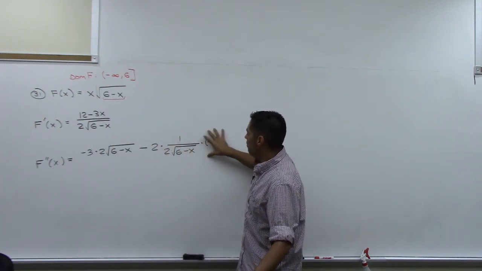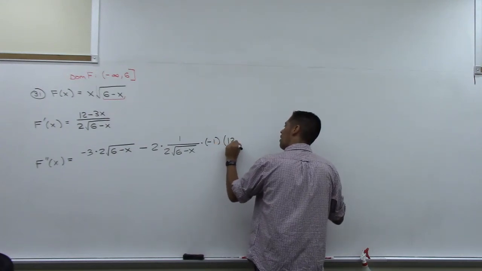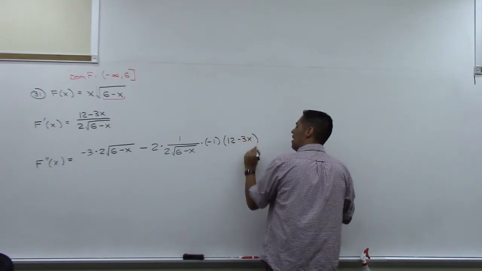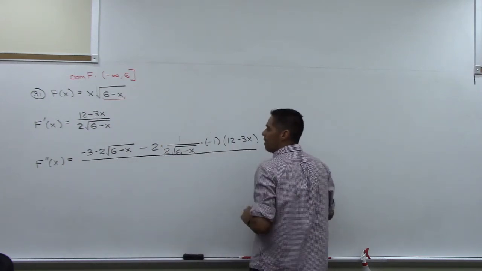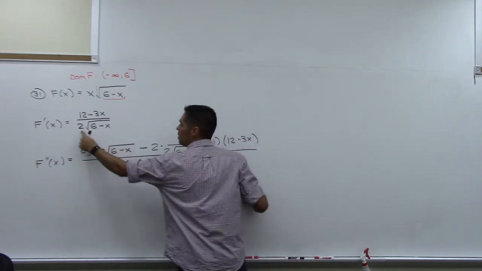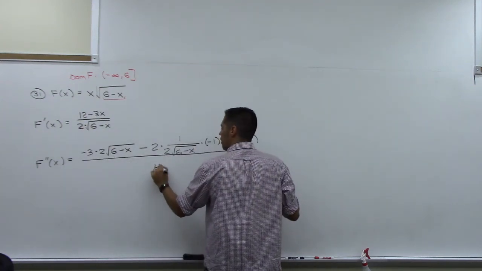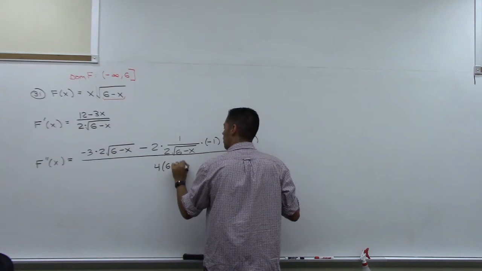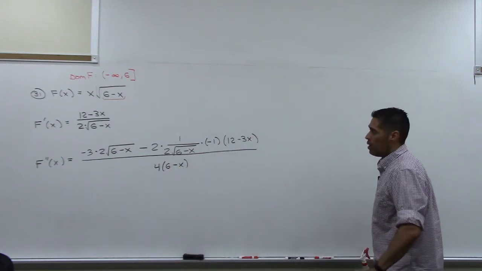Derivative of the bottom is right here. Now I still need times the top. So in parentheses, 12 minus 3x. That's all over the bottom squared. So I'm going to square these individually. Since there's multiplication, 2 squared is 4, and then when you square the root, it goes away, but it has to be in parentheses. So 4 times 6 minus x.